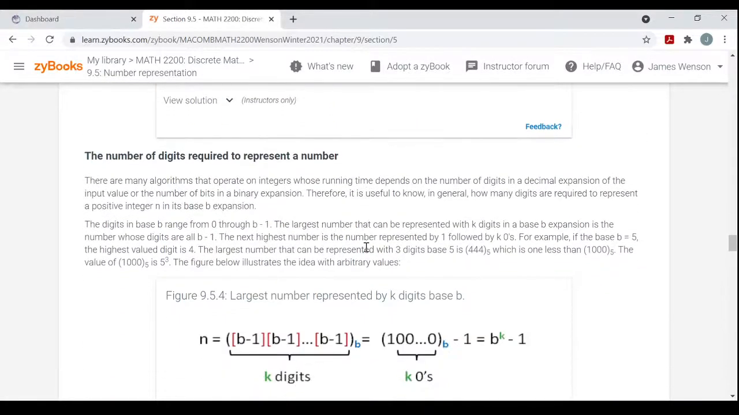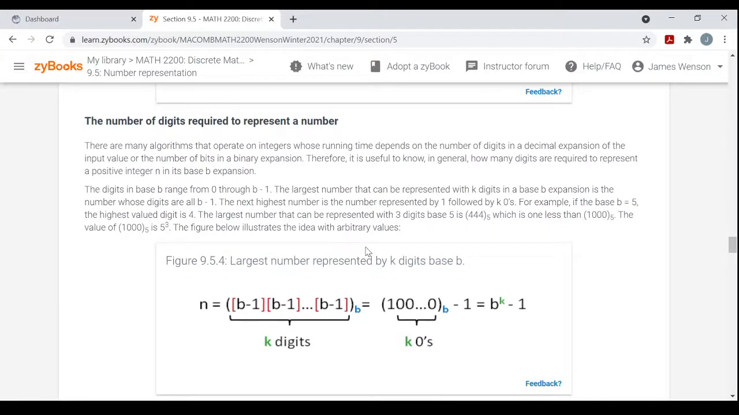Alright, and then the final part of this section is on the number of digits required to represent a number. So it says here there are many algorithms that operate on integers whose running time depends on the number of digits in a decimal expansion of the input value, or the number of bits in a binary expression. Therefore, it is useful to know, in general, how many digits are required to represent a positive integer n in its base b expansion.